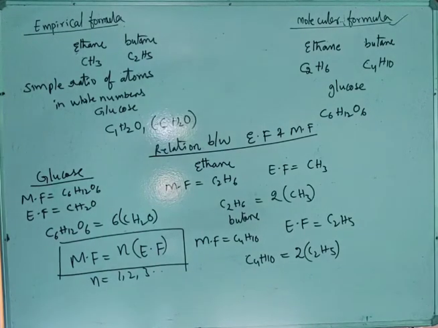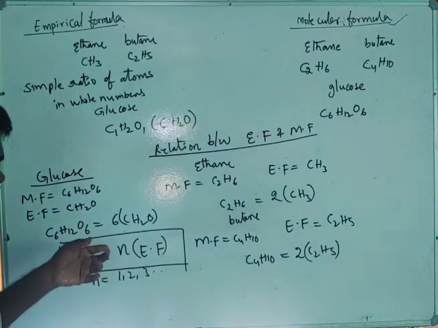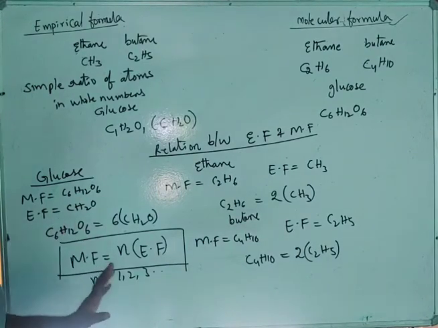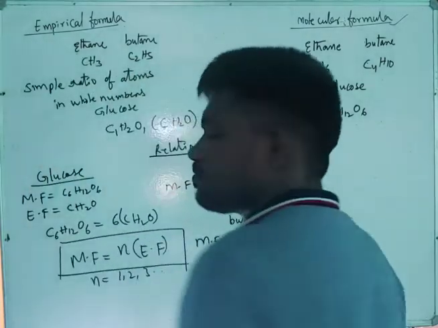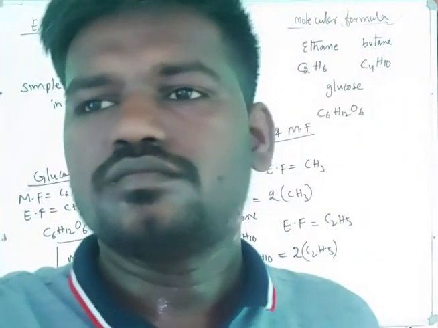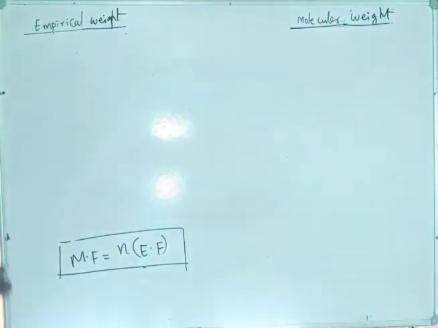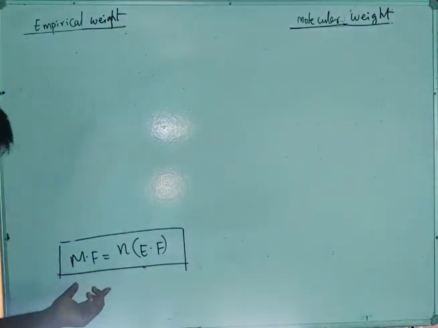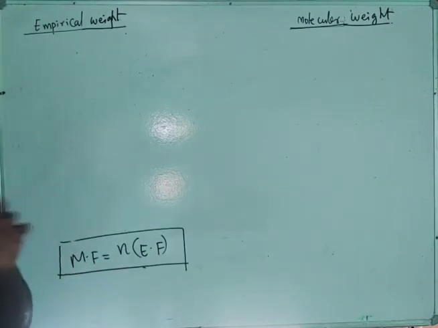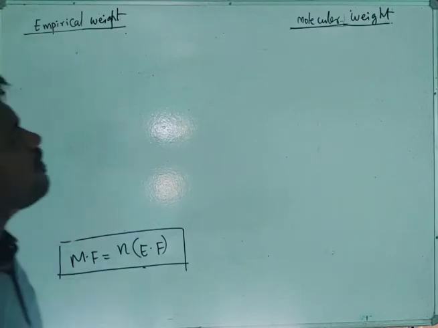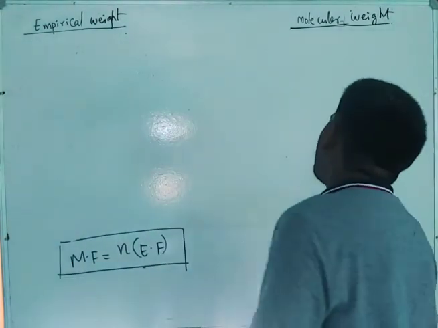Okay? For example, I will give you examples. So right guys, this equation gives the relation between molecular formula and empirical formula for a given compound, where n equals an integer. Next one, empirical weight and the next one, molecular weight.